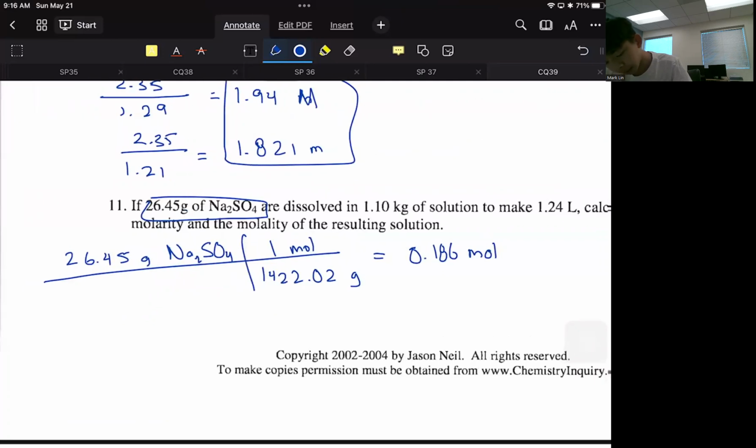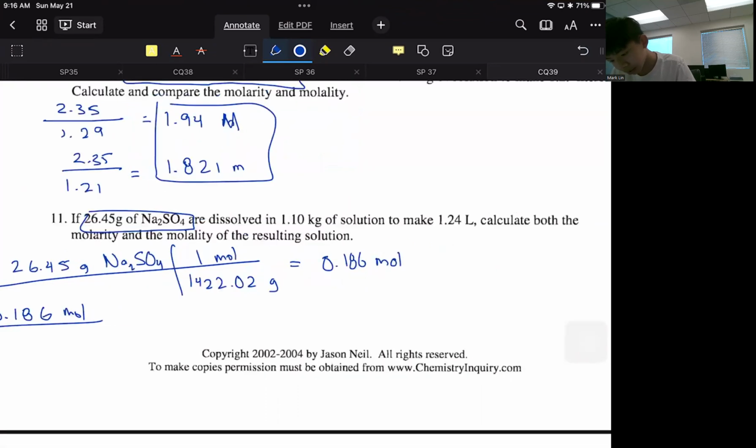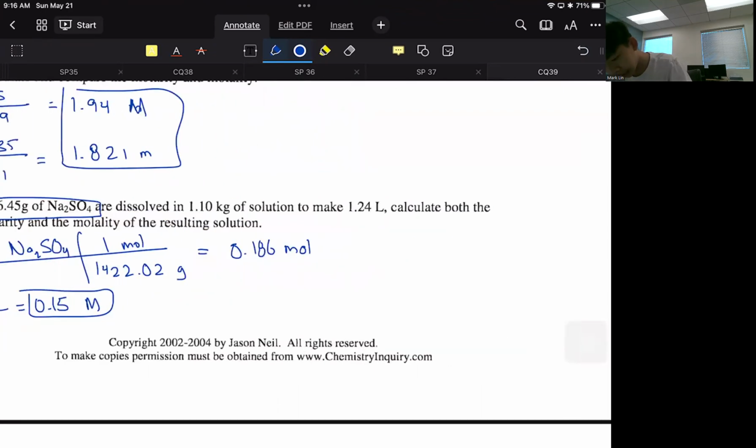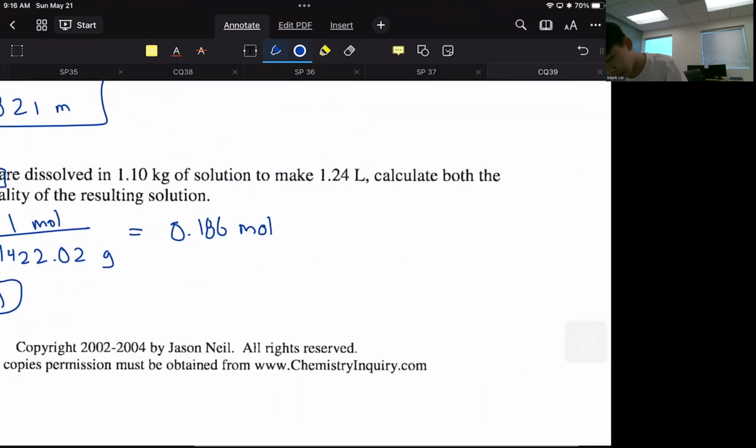And then to find the molarity, you divide the moles of solute over the liters of solution. So 0.186 divided by 1.24, you get 0.15 molarity. And so for molality, it's still moles of solute, which is 0.186, divided by kilograms of solvent, which is 1.1.